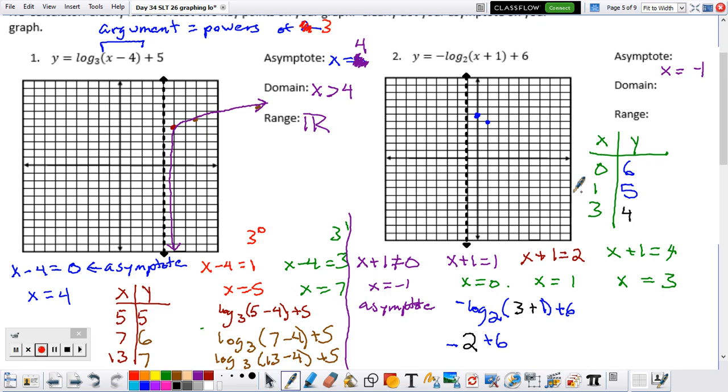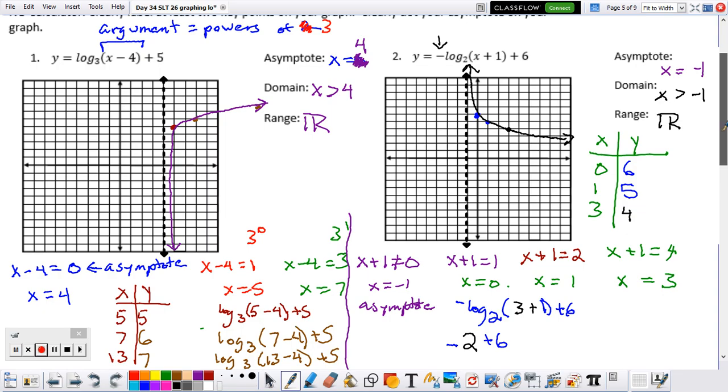I cannot emphasize enough that you need to show all this arithmetic, or you are just going to make so many careless errors, it's going to be very sad. Once I have my 3 points, I can see that my curve is coming down from the asymptote, which makes sense because I got this negative in front, which is a reflection over the x-axis. And I'm going to come down. My domain is going to be x is greater than -1. My range is going to be all real numbers.